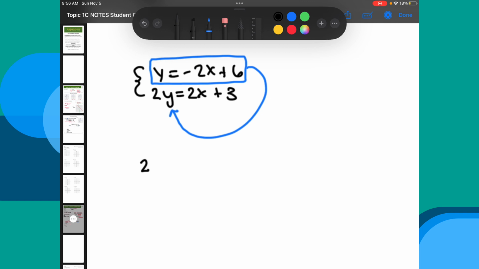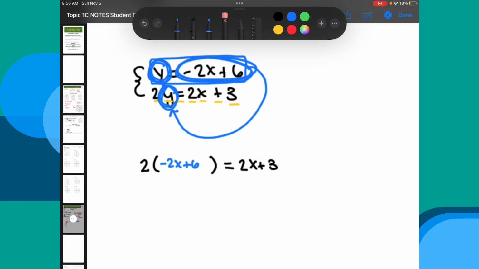The 2 stays the same. In place of the y, I put parentheses, and then the equal sign and everything on the right of that stays the same. So 2x plus 3. So I did 2, I put parentheses for the y, equals 2x plus 3. In place of that y, we're going to put our negative 2x plus 6, because we're saying that this y, these are the same y, is equal to this. So we can substitute it in to the other equation.